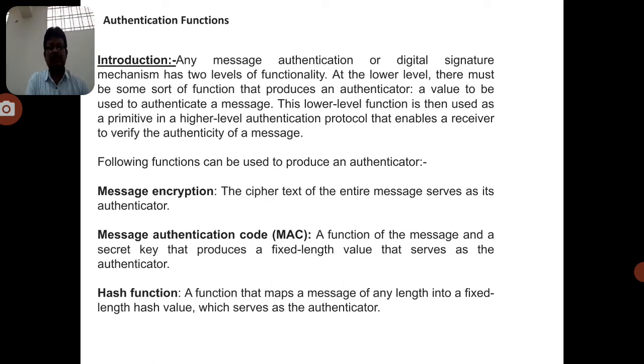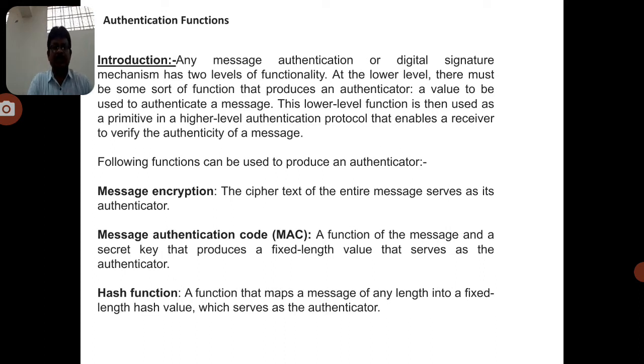And the second one is the message authentication code. The MAC function is nothing but a public function of a message and a secret key that produces a fixed length value which serves as its authenticator. So simply, the MAC implements two concepts: the first one is a public function and the second concept is the secret key. Both are combined and produce a fixed length value which serves as its authenticator. That is the MAC function.